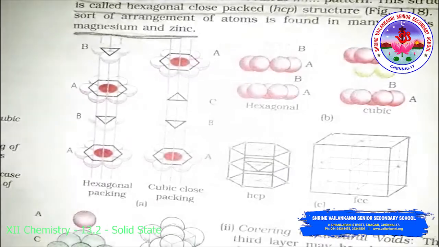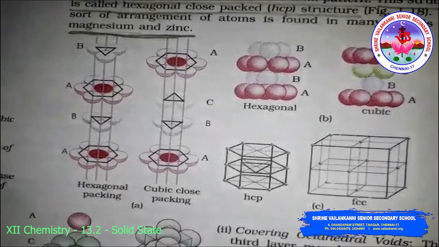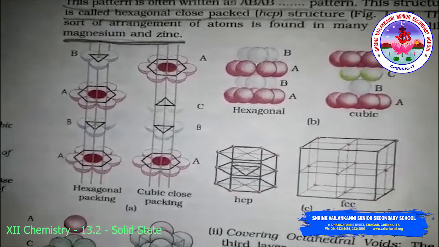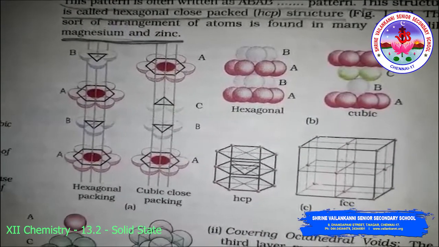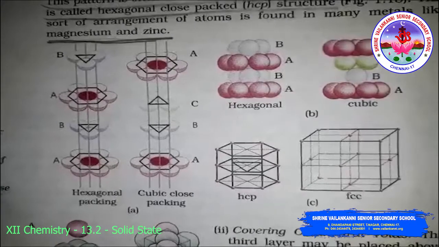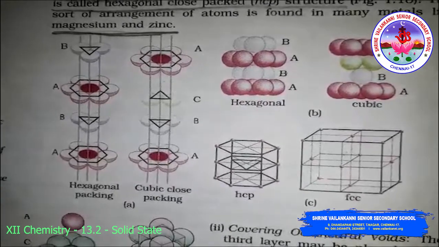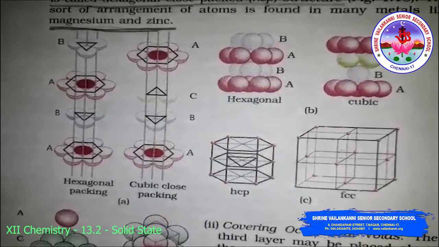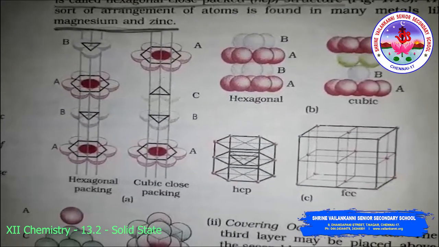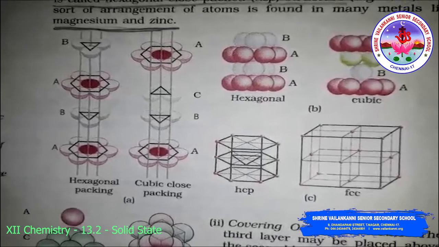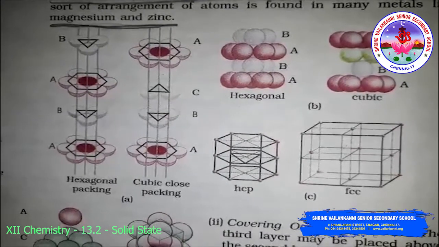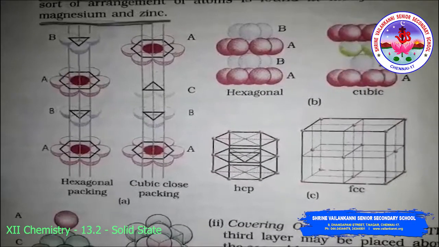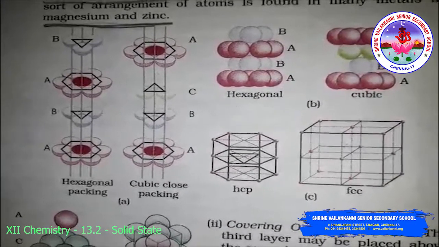The next is placing the third layer over the second layer. First we placed the second layer over the first layer, now the third layer over the second layer. There are two possibilities: one is covering tetrahedral voids, the other covering octahedral voids. First we will discuss covering tetrahedral voids. The tetrahedral voids in the second layer may be covered by the spheres of the third layer.